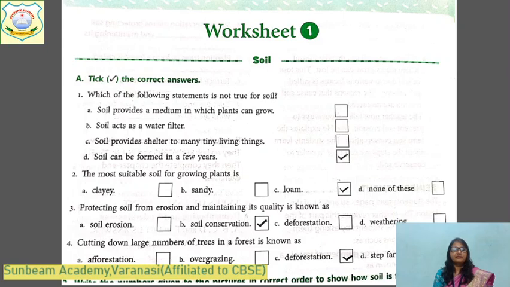Okay. The most suitable soil for growing plant is loam. And protecting soil from erosion and maintaining its quality is known as soil conservation. Cutting down of large number of trees in a forest is known as deforestation. Okay? Children, read the lesson.